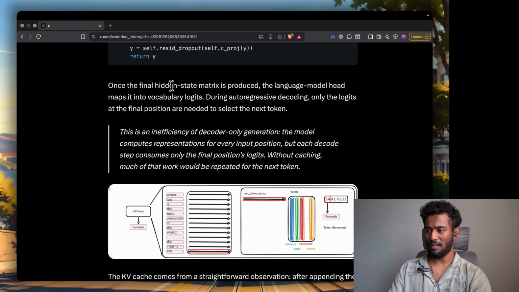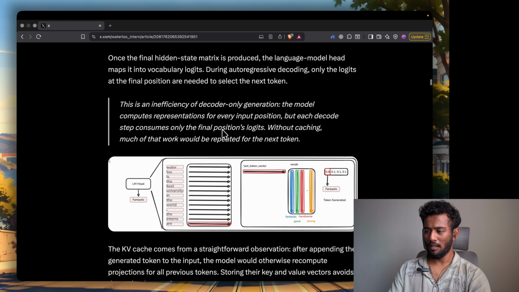Once the final hidden state matrix is produced, the language model head maps it into vocabulary logits. During autoregressive decoding, only the logits at the final position are needed to select the next token. So once your tokens go through all the layers, at the final layer we map them back from the embedding space and get the final probabilities over the logits. As he has mentioned here, this is the inefficiency of decoder-only generation. The model computes representations for every input position, but each decode step consumes only the final position's logits. Without caching, much of that work would be repeated for the next token.